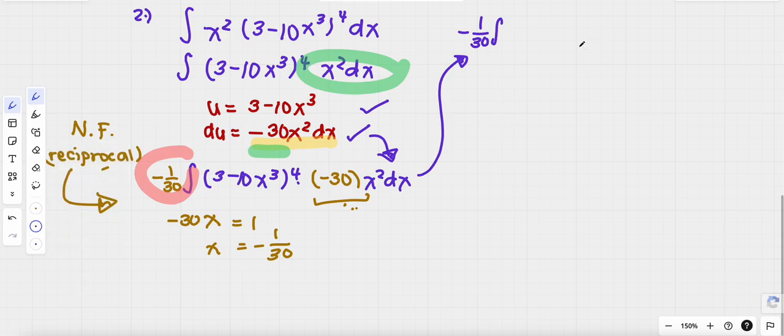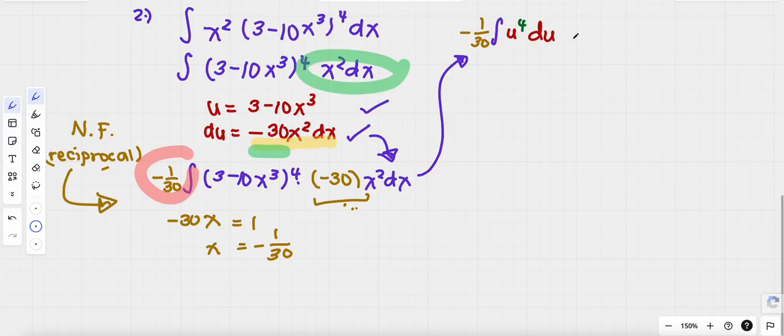So this will be negative 1 over 30. Let me change the color. Negative 1 over 30 times the integral of u raised to the power of 4. Green na lang, since we represent the outer function with green. Raised to the power of 4, and then du.